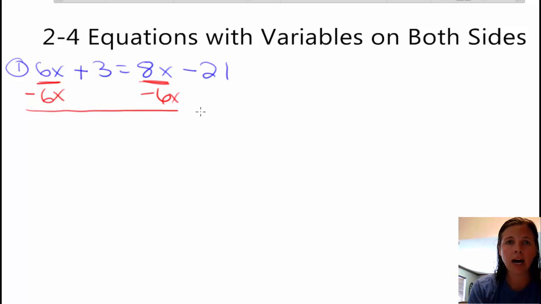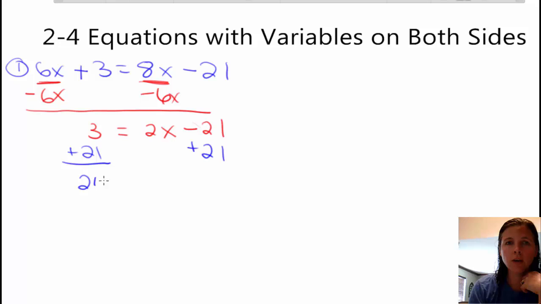Okay, so we still have our 3, and then this becomes 2x, and then minus 21 right here. So now we've got to get our 21 to the other side. So we add 21. Remember, you can only add like terms. So 24 equals 2x, right? And now it just becomes 24 equals 2x. It just becomes a one-step equation. So x equals 12.